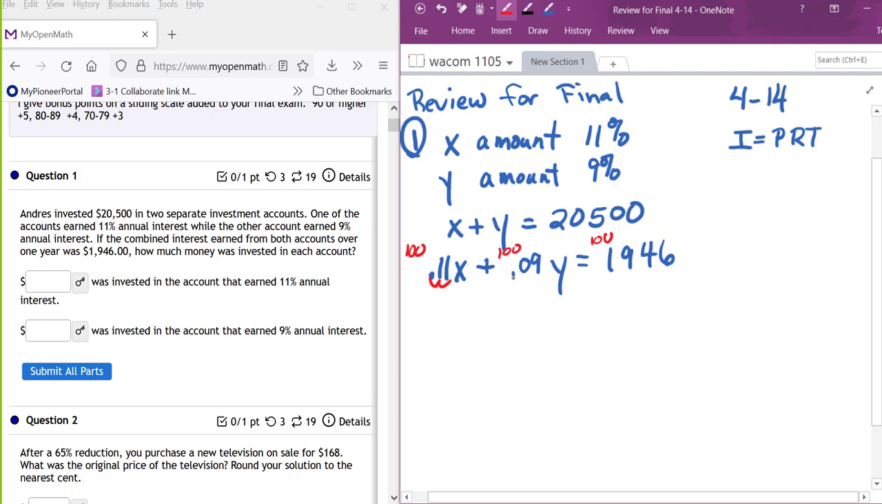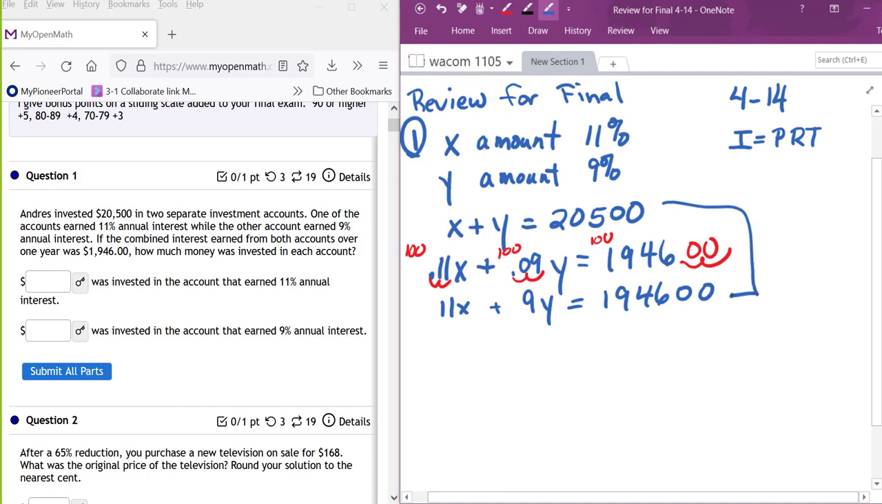So this will be 11, this will be 9, and this one is going to add 2 more zeros on there. So I have 11x plus 9y equals 194600. Right, and I'm going to bring my other one down. Actually, I don't have to yet. Now, these two are my equations I'm going to use.